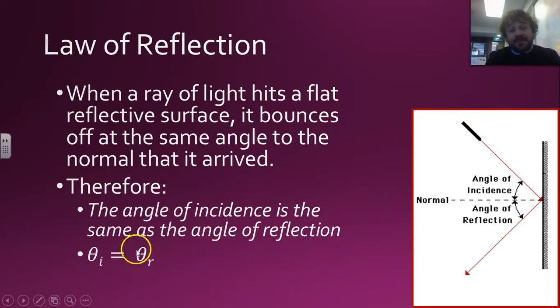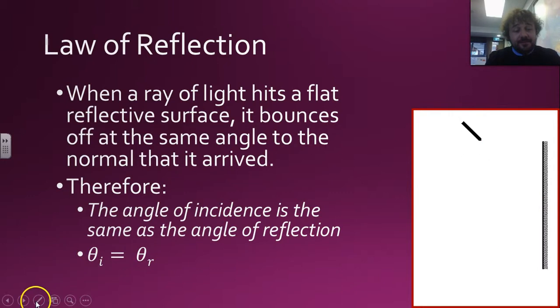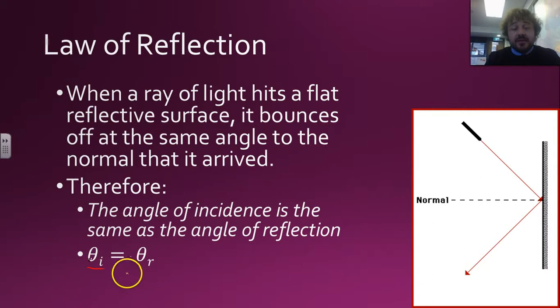Or, the way we would write that mathematically is down here with theta I equals theta R. So the I is for incidence, R is for reflection. Theta is a way of saying angle. It's the symbol for angle.